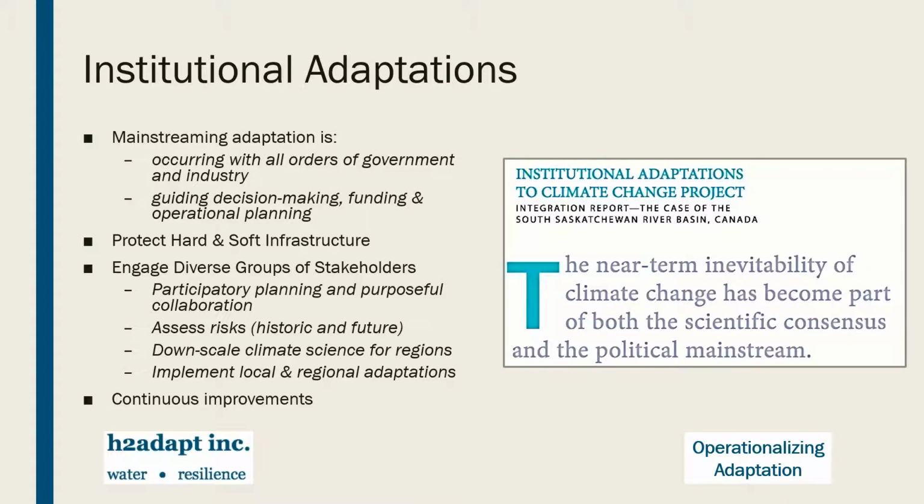All orders of government, local, provincial, federal, First Nations are beginning to mainstream adaptation initiatives into operational planning. Industry and economic sector groups are also incorporating adaptation practices to safeguard hard and soft infrastructure and normal business operations. Best practices require changes in how institutions think, act, conduct their operations, budget their resources, and plan their future. In most cases, best practices to develop adaptations will involve engaging diverse stakeholder groups, participatory planning and purposeful collaboration, assessing historic and future risks, downscaling climate science for regions, implementing local and regional adaptations, and continuous review and improvements.